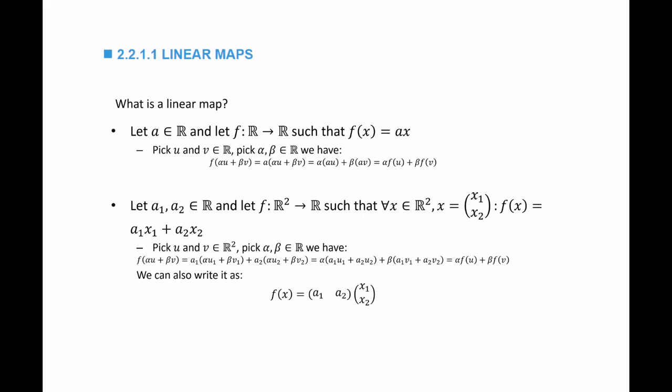And this particular function can be written in matrix form as follows. F of x is equal to the row a1, a2 multiplied by the column x1, x2. And so you can use the row multiplied by the column multiplication operation to write this function.